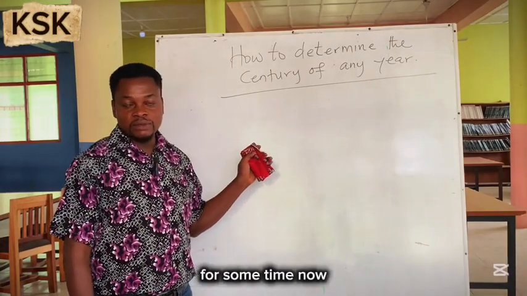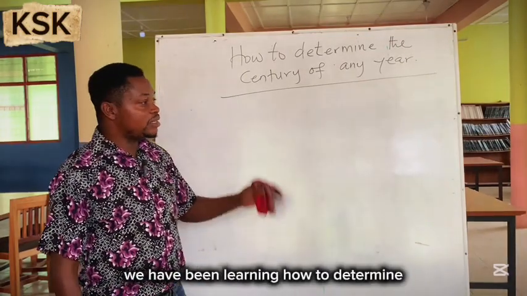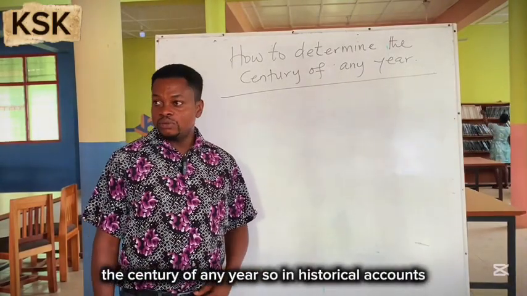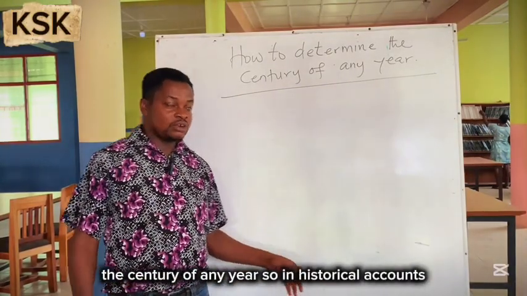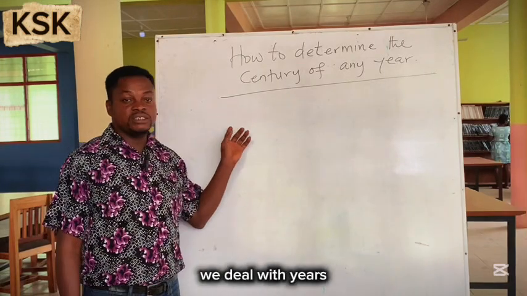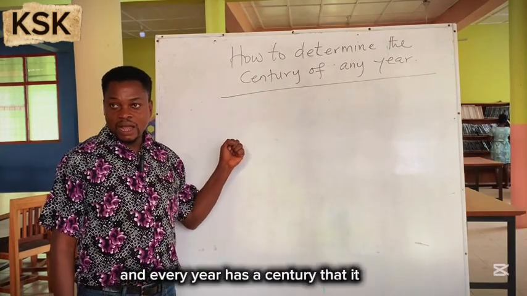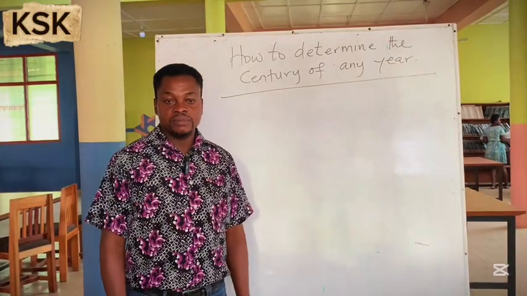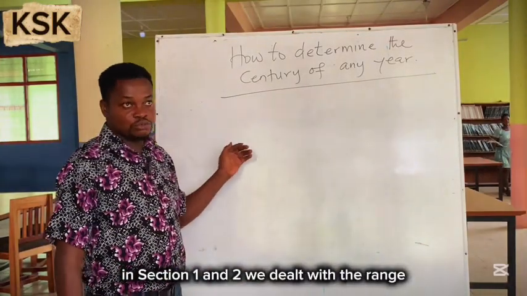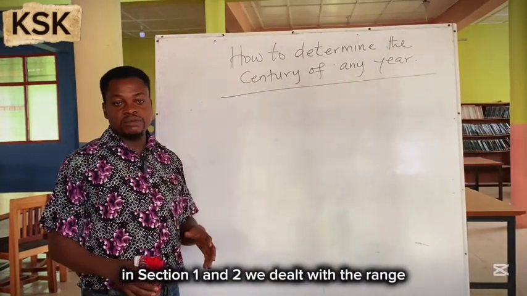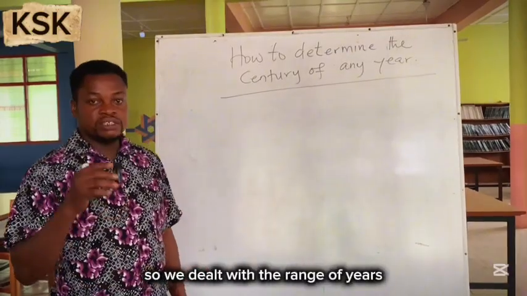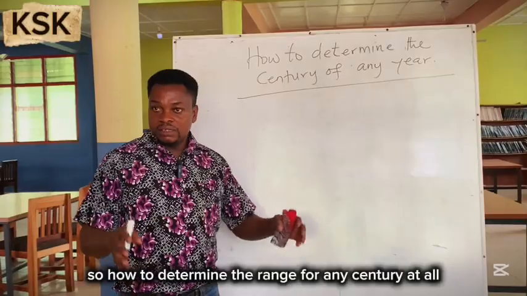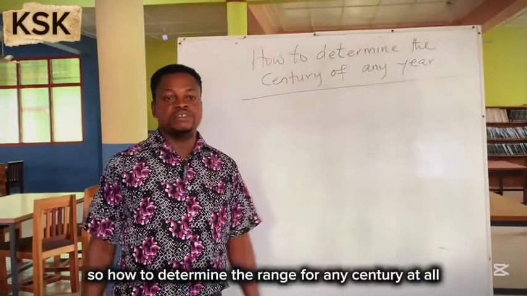For some time now, we have been learning how to determine the century of any year. In historical accounts, we deal with years, and every year has a century that it falls in. In sections 1 and 2, we dealt with the range of years, that is, how to determine the range for any century at all.